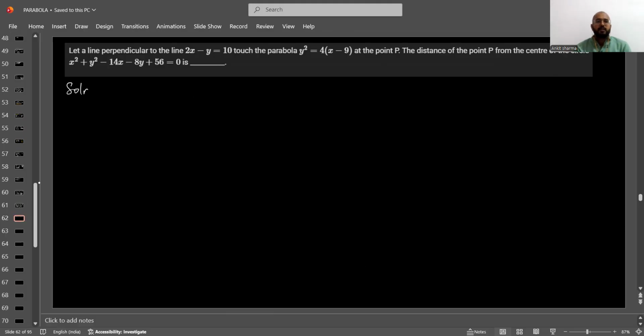Have a look. Let a line perpendicular to the line 2x minus y equal to 10 touch the parabola at the point P. Then what is the distance of point P from the center of this circle? So a line perpendicular to this line touches the parabola. We have y squared is equal to 4 times x minus 9. So here 4a is equal to 4, this implies a is equal to 1.